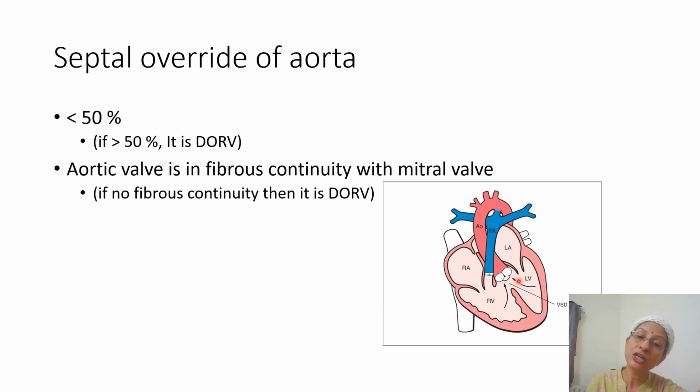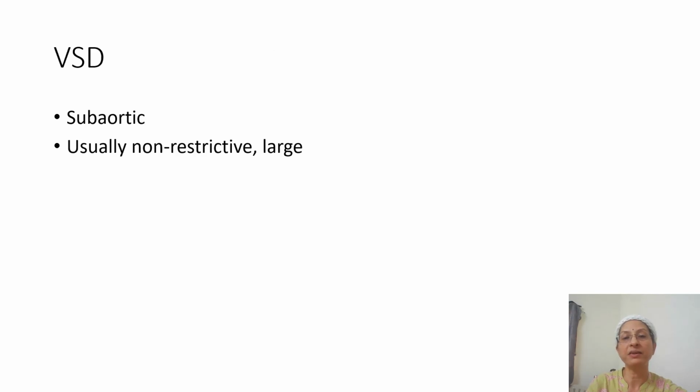So when will we say it is DORV and when will we say that it's a septal override? Conventionally, it has been decided that if the degree of override is more than 50%, it is a DORV, and if less, we call it septal override. Also, one anatomical characteristic is looked at: the fibrous continuity between the aortic valve and mitral valve. If it is preserved, we say it's a septal override. If it is not preserved, then it is called a double outlet right ventricle.